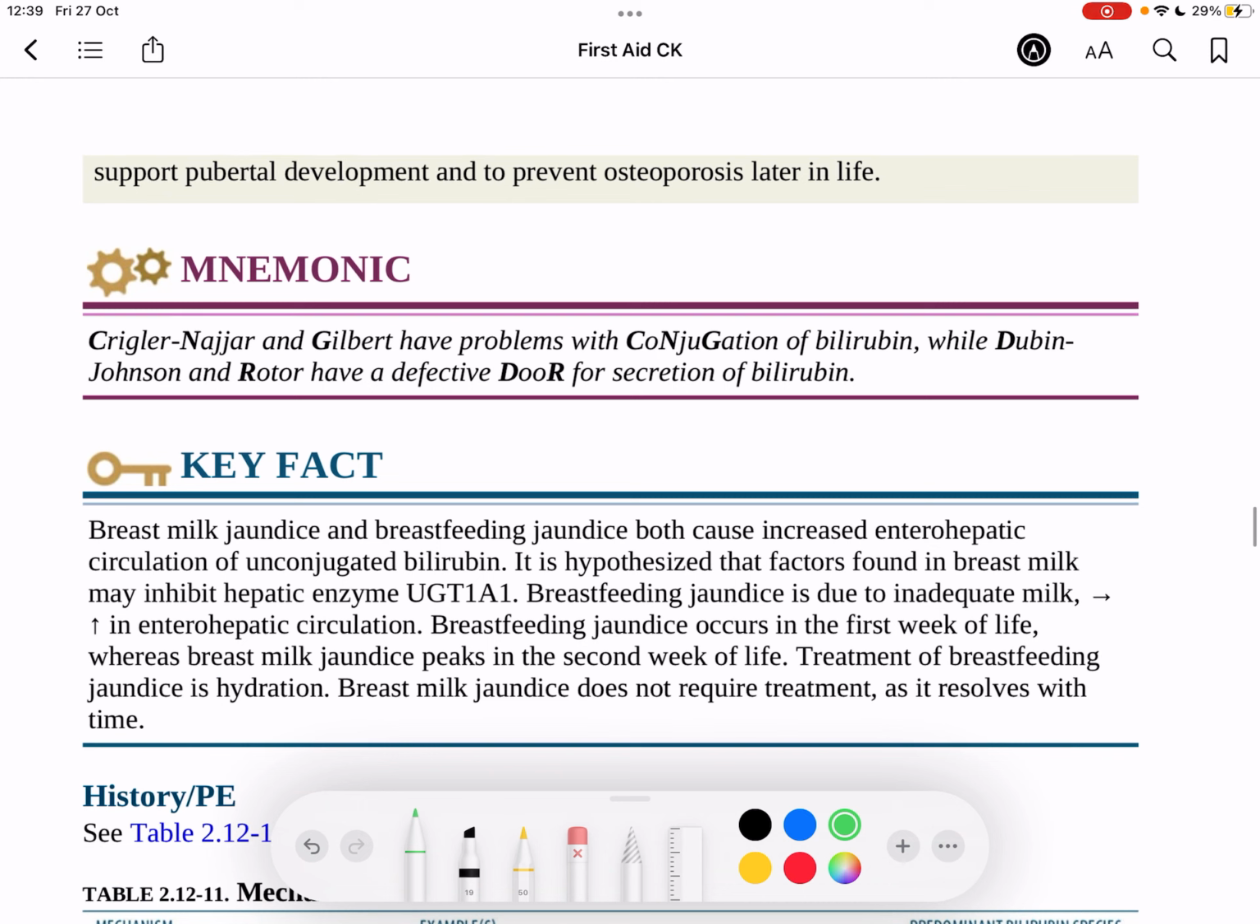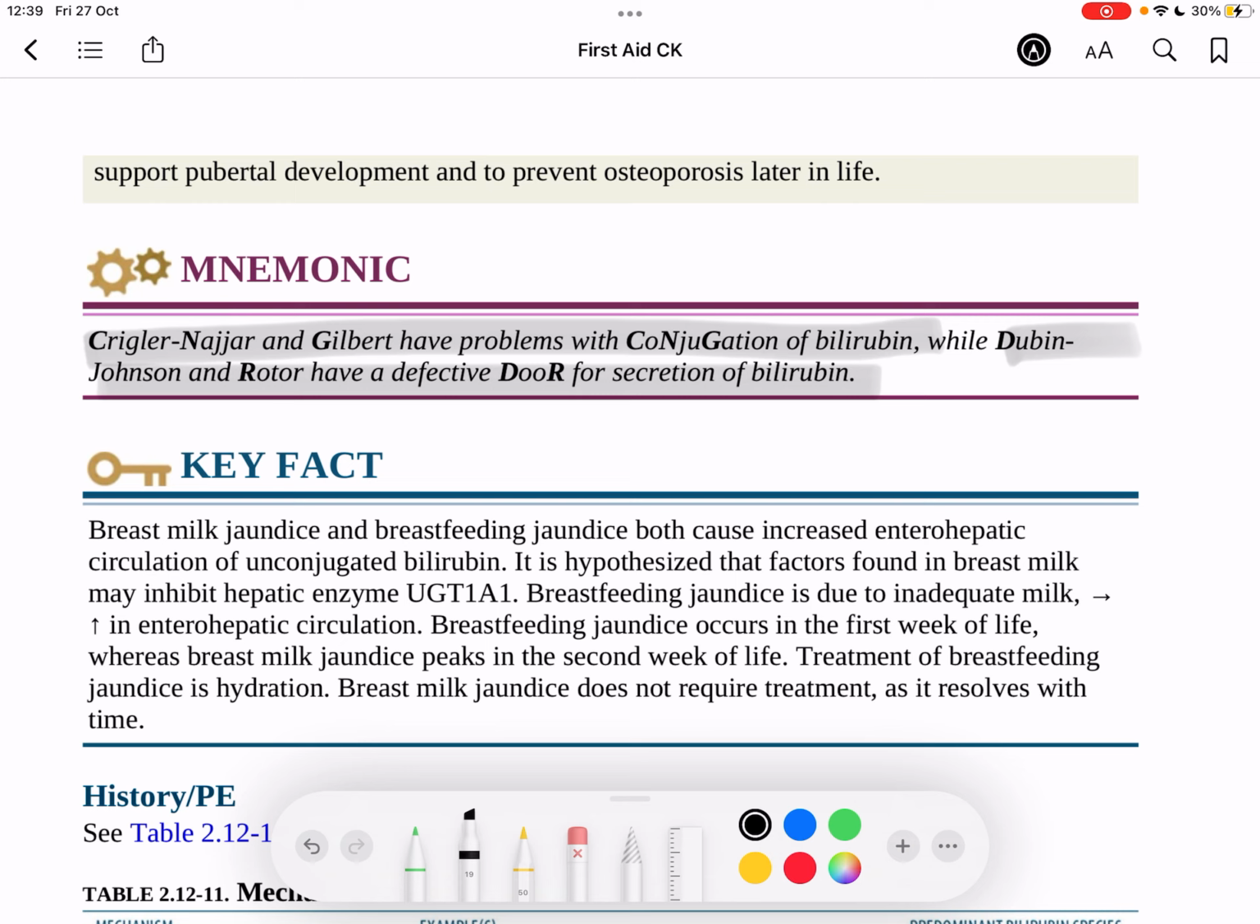Just a little mnemonic to help you remember Crigler-Najjar, Gilbert's, Rotor's, and Dubin-Johnson. Crigler-Najjar syndrome and Gilbert syndrome are problems with conjugation of bilirubin, specifically a problem with the UGT1A1 enzyme, which is the main conjugating enzyme. Whereas Dubin-Johnson and Rotor syndrome have a defective door for secretion of bilirubin. Okay, so that's just a nice mnemonic to remember. We do discuss Crigler-Najjar and Gilbert syndrome more in the GI unit that I've recorded, and I've also recorded about Dubin-Johnson and Rotor as well.